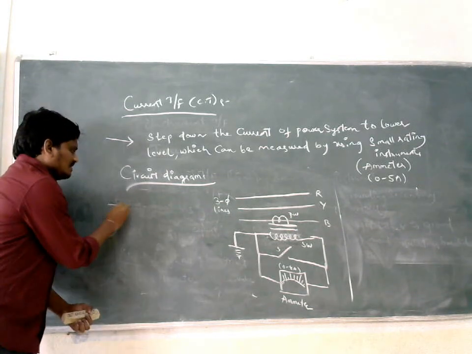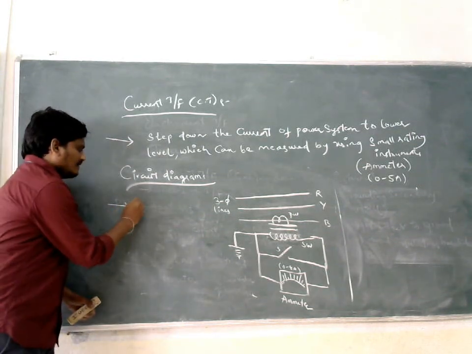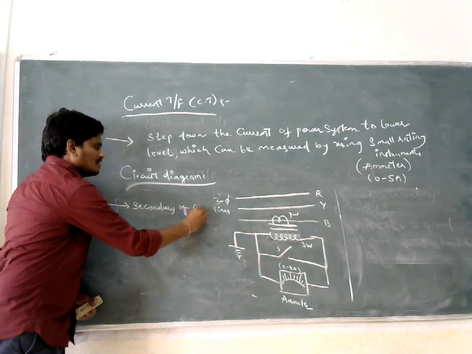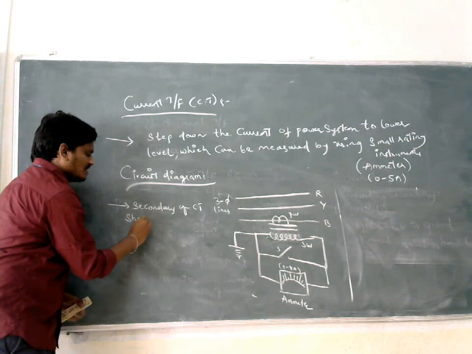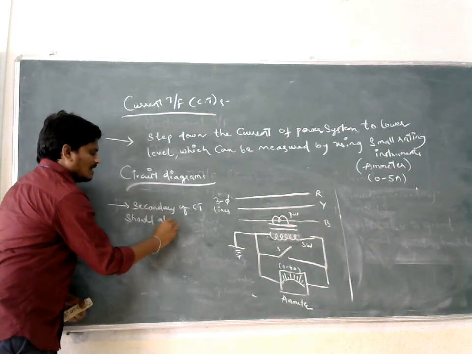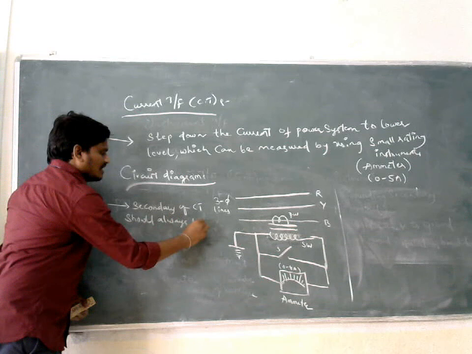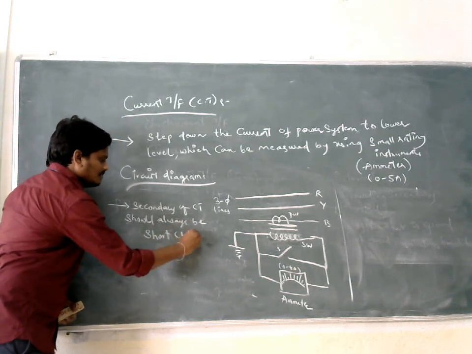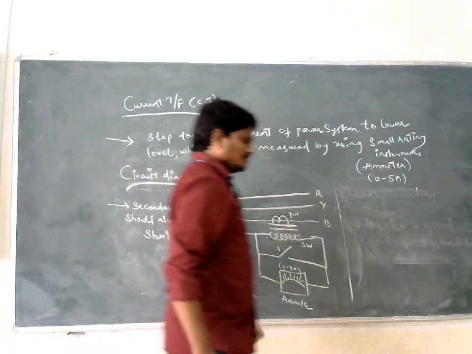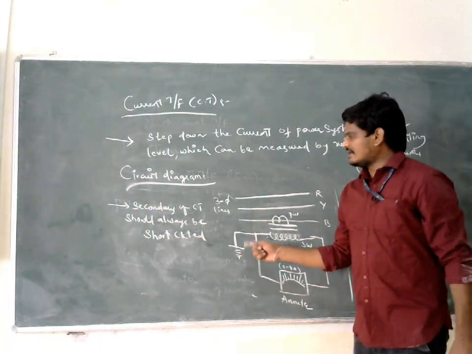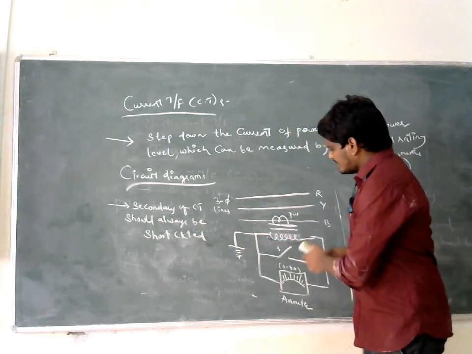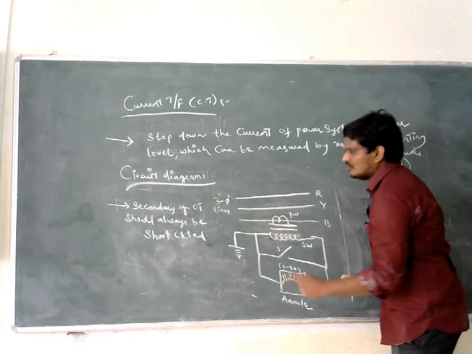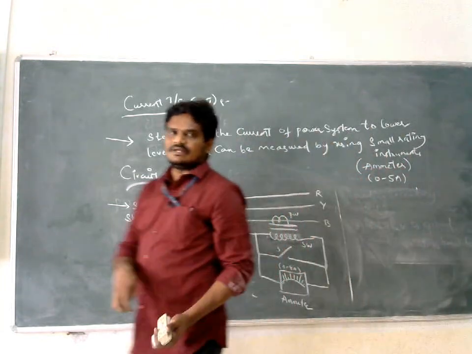Now coming to the next important point: the secondary of a current transformer should always be short circuited. This is an important point. The secondary terminal of a CT should always be short circuited through an ammeter here.